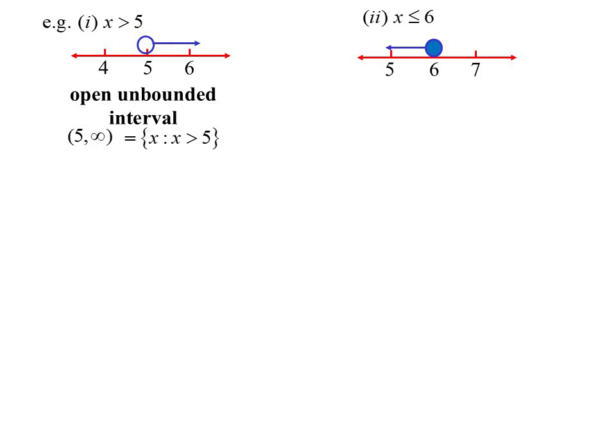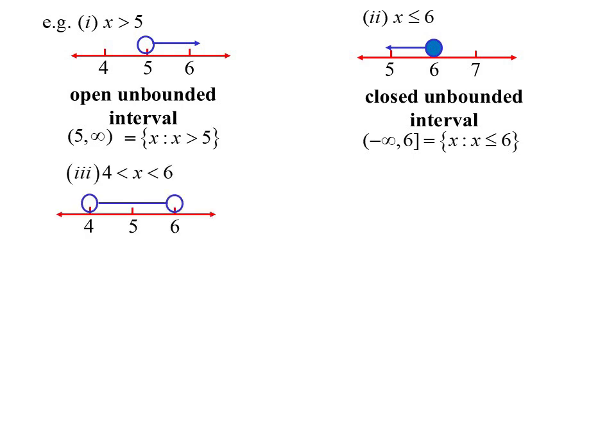X is less than or equal to 6. Well, that's a closed unbounded interval. Now the boundary is included. So it's a closed unbounded interval. When it is closed, then for the endpoint, we don't put a parenthesis, we put a bracket. So the bracket indicates the endpoint is included.